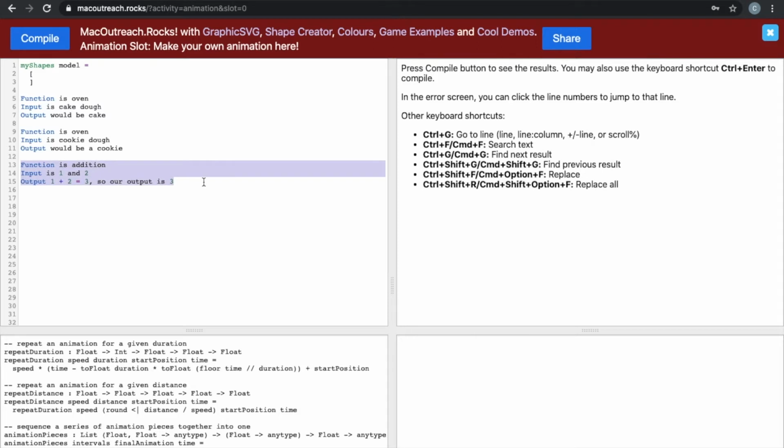Okay, let's change that up a little bit. Let's say our function this time is multiplication. And let's say our input is still 1 and 2. Well, in that case, what would our output be? It's certainly not 3, since 1 times 2, or 1 multiplied by 2, is not equal to 3. It's equal to 2. Therefore, our output is 2.